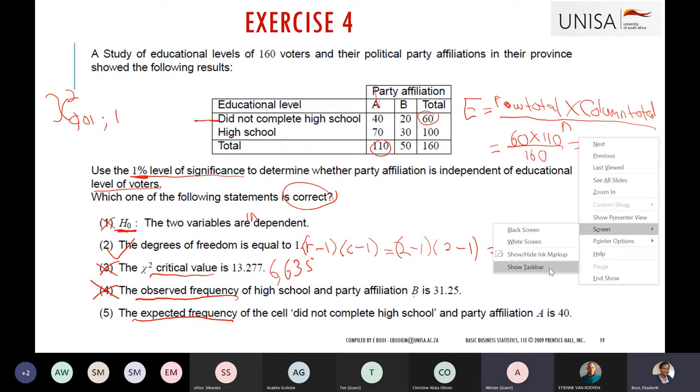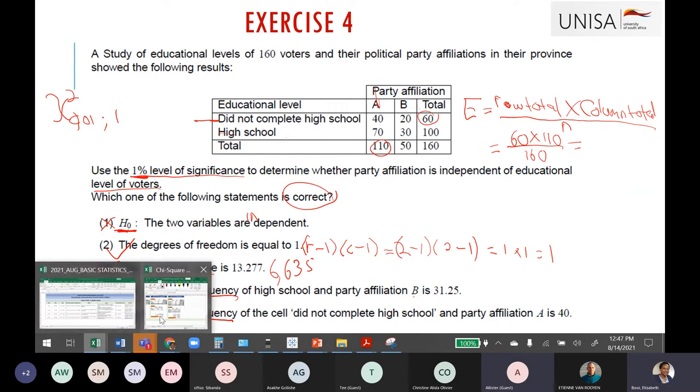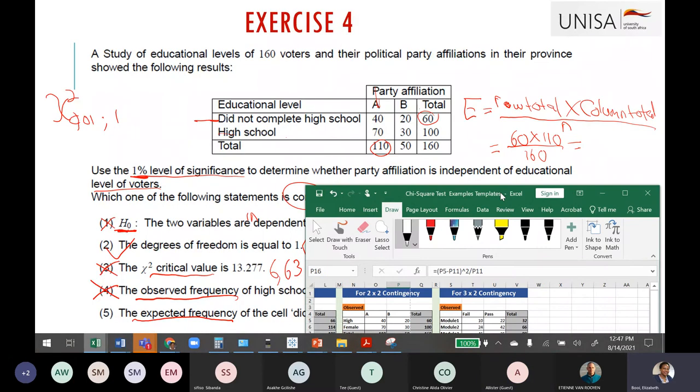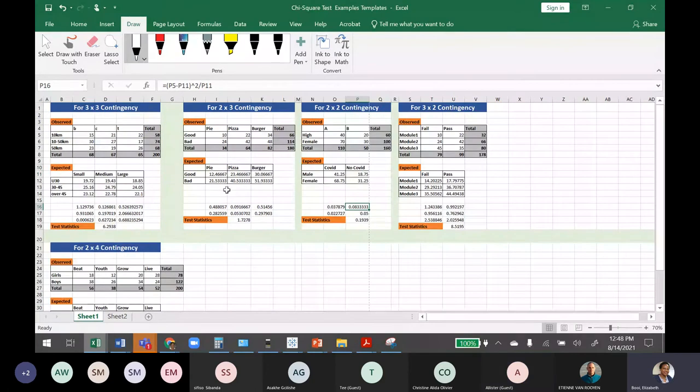I'm going to go to the Excel. Because this is a 2x2, you need to recognize first the type of table that you are using. On the template that I gave you, I did several of them. So I have a 3x3, a 2x2 contingency, or a 2x3. So there are different versions on this. Depending on the question that you have, let's say you have a 4x4, because this one is only a 2x2 and you are given a 4x4, then it means you need to add some extra rows somewhere. So you need to just copy.